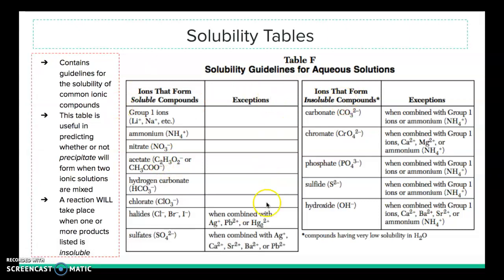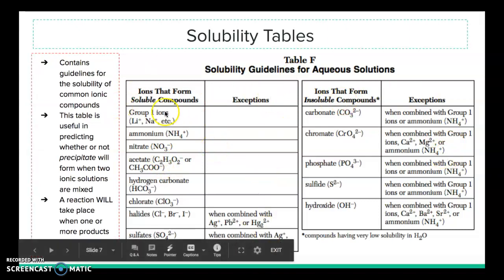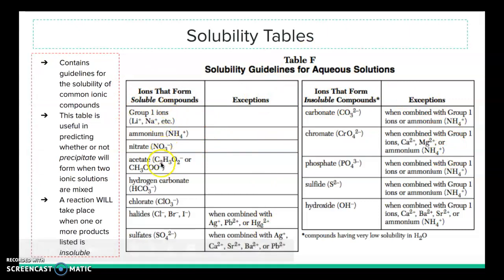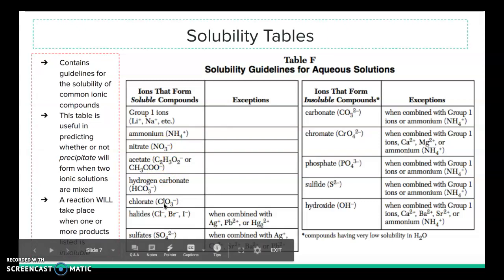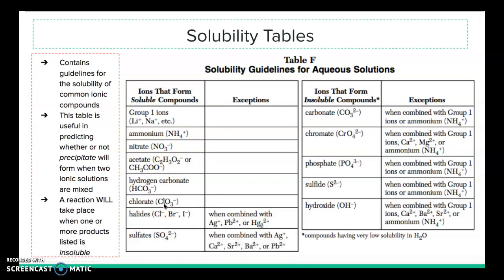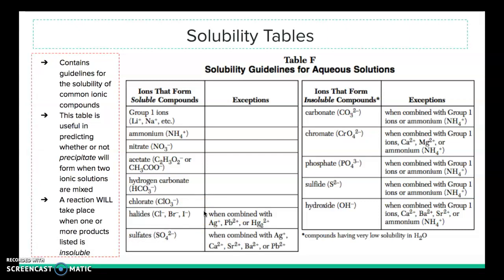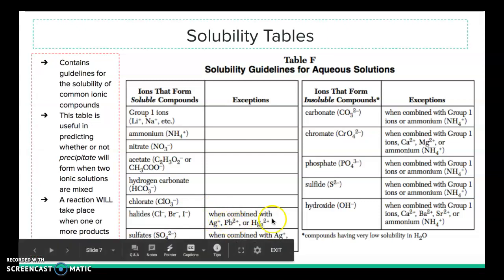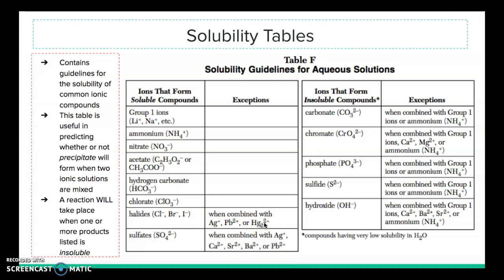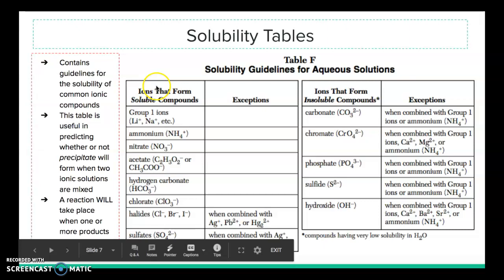So we see then there's some exceptions to both sides. Group 1 ions, ammonium, nitrates, acetates, hydrogen carbonates, and chlorates are all always soluble no matter what they're combined with. Our halides and sulfates have some exceptions. When halides, or halogens in group 17, are combined with silver, lead, or mercury, they form precipitates because they're actually going to be insoluble. So what this is saying is these compounds are soluble except when combined with whatever is next to them.